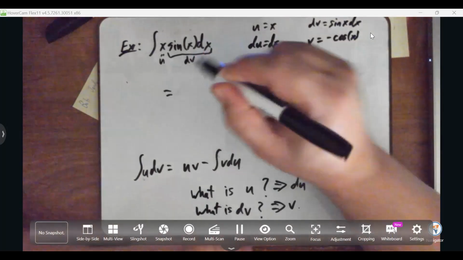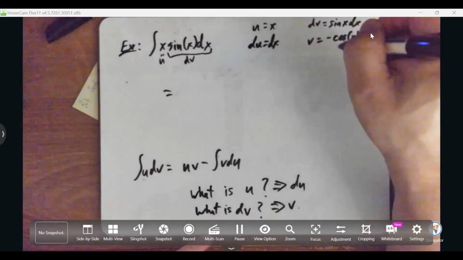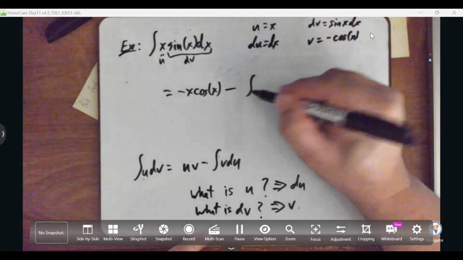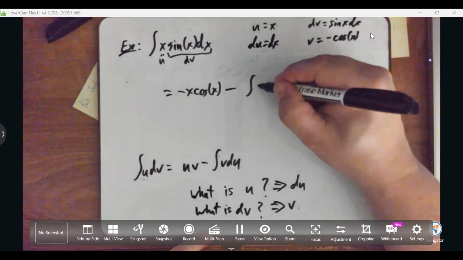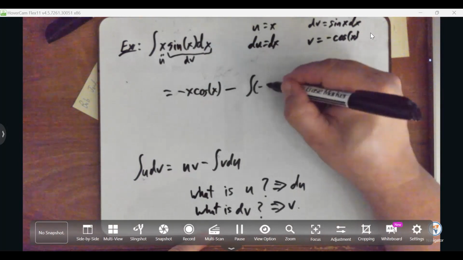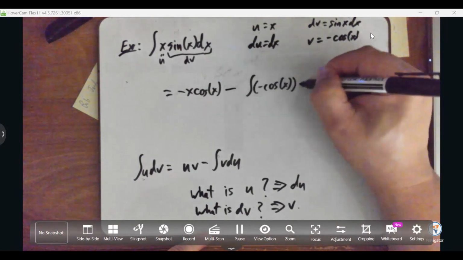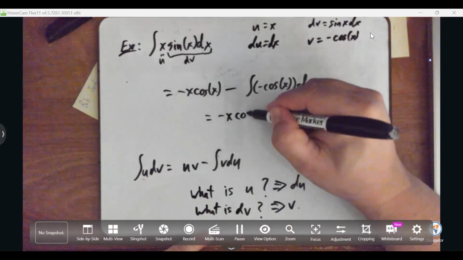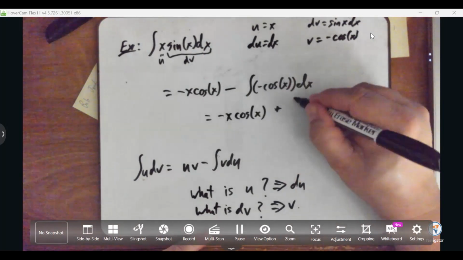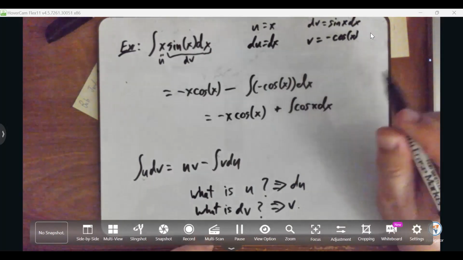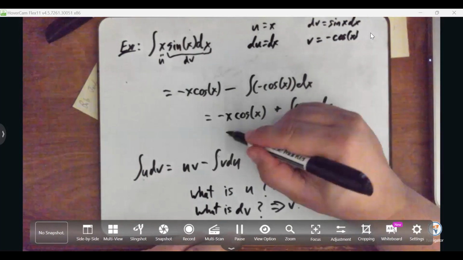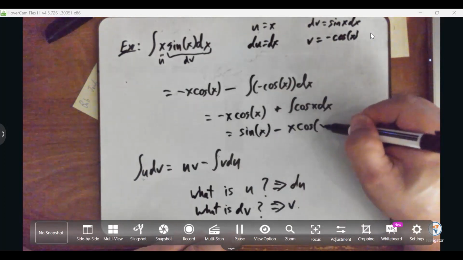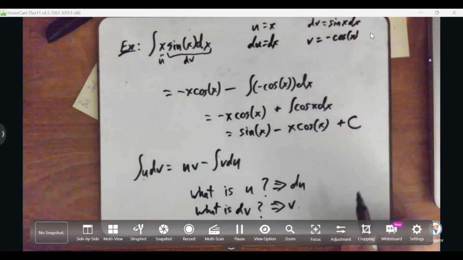Okay, so then our formula, integral of u dv, is uv, so that's going to be negative x cos x minus the integral of v du. And so this becomes negative x cos x plus the integral of cosine x dx. Well, the integral of cosine is sine, so this is going to be sine of x minus x cosine x, and just rearranging those, plus our constant c.